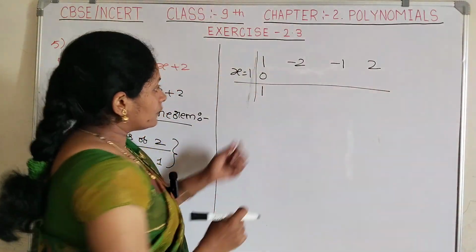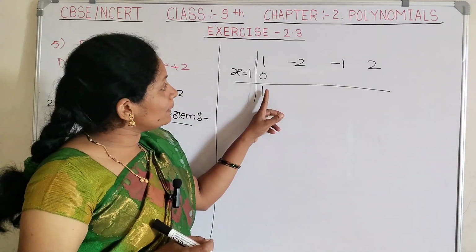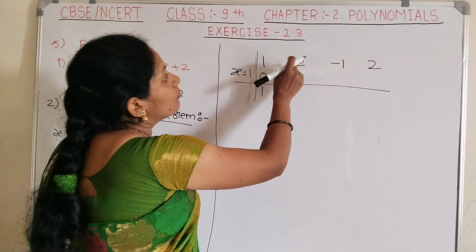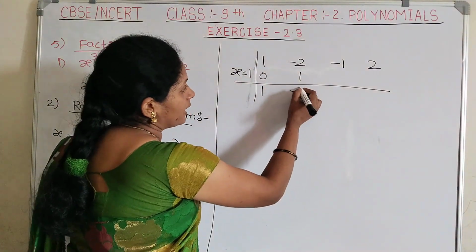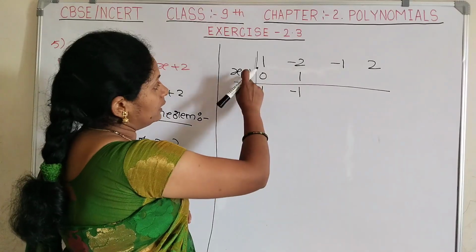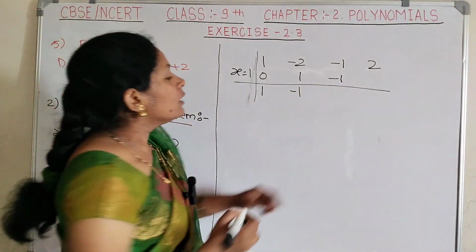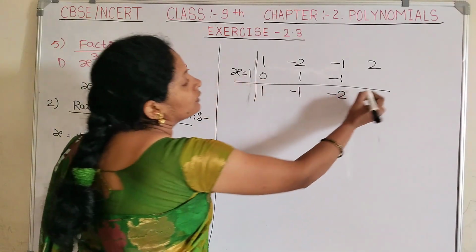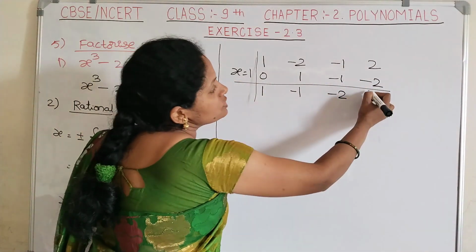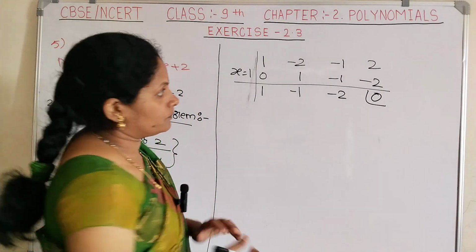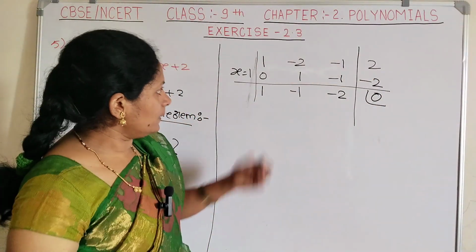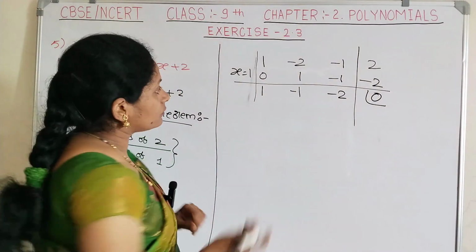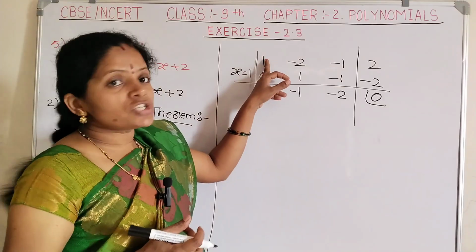Whatever answer is coming here, we have to multiply it every time by the 1. 1 into 1 is 1. Minus 2 plus 1 gives us minus 1. Minus 1 into 1 is minus 1. Minus 1 minus 1 is minus 2. Minus 2 into 1 is minus 2. Plus 2 minus 2 gives us 0. What remains here is 1, minus 1, minus 2. What are these? This is the coefficient of x cube.